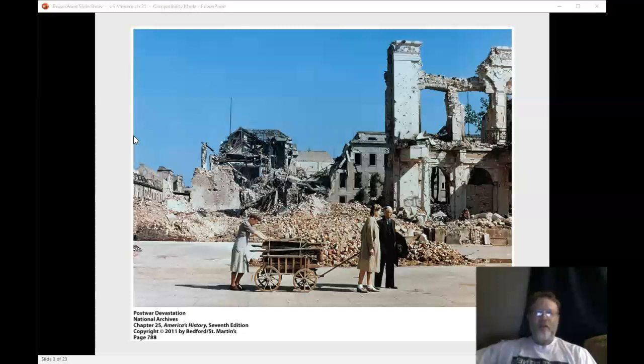But still, they look like they're dressed nicer. That cart looks like it's full of wood, maybe. What could they be using the wood for? What do you think?